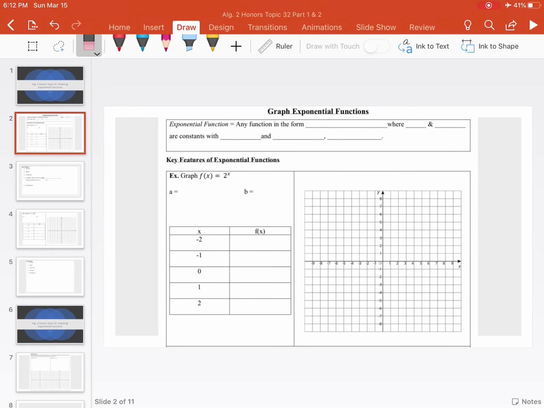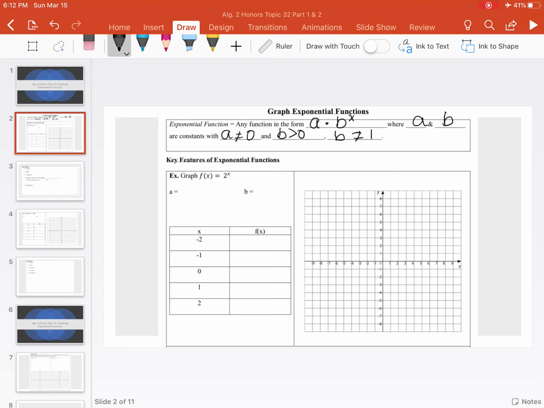So we're going to start with what is an exponential function. Any function in the form a times b to the x power, where a and b are constants, with a not equal to 0 and b greater than 0, and b cannot equal 1. So there are a lot of conditions here. Basically, we have numbers in place for a and b.